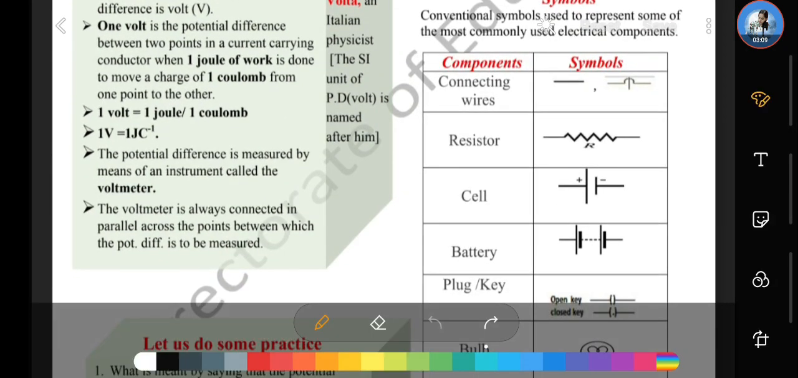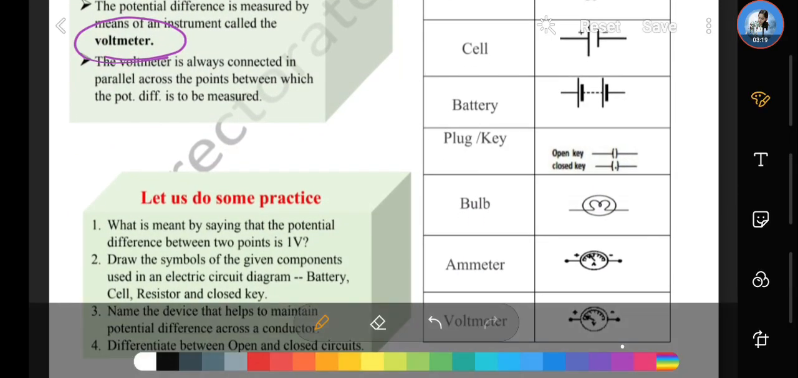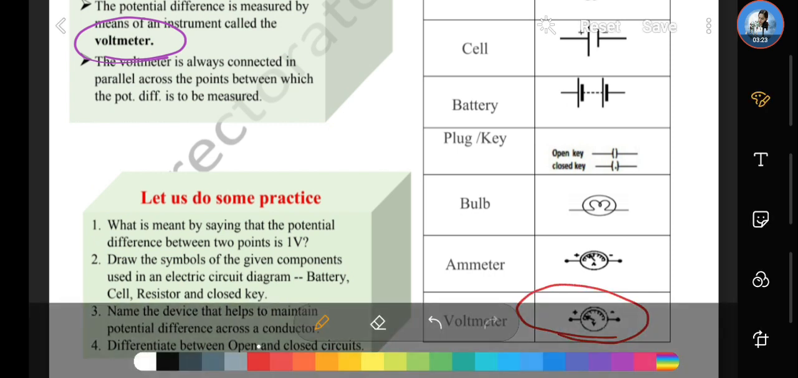The potential difference is measured by an instrument called voltmeter. Which instrument? Voltmeter. Here you can see the symbol of voltmeter. This is the symbol of voltmeter. It is used to measure the potential difference. And the last one is, our potential difference is measured by voltmeter, and this voltmeter is connected in parallel.